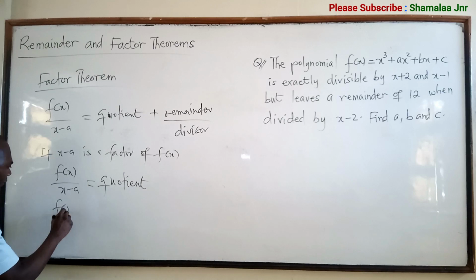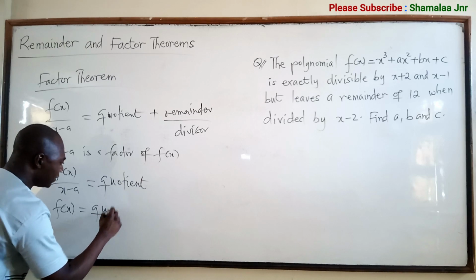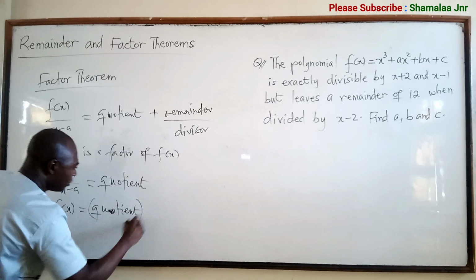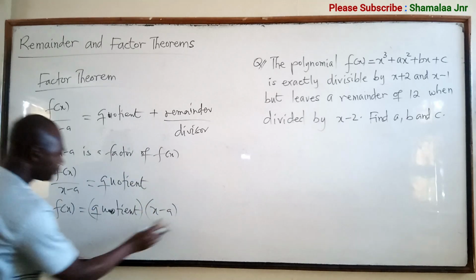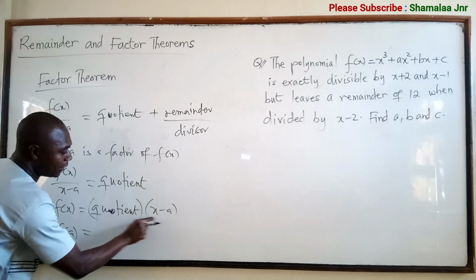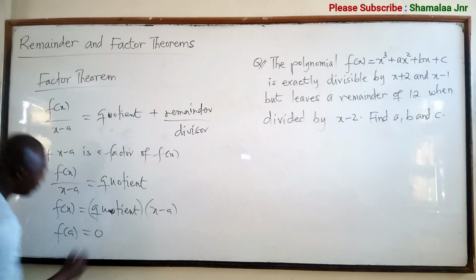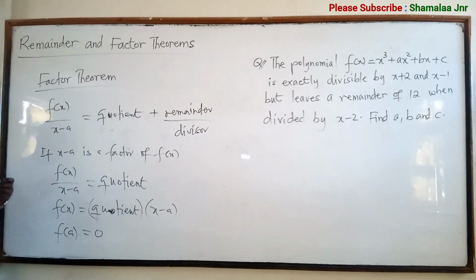Now, this means that f of x will be equal to quotient, if you multiply both sides by x minus a, times x minus a. Viewers, let's try to put in a. F of a is equal to, if you put in a, it will make this one a minus a, which is 0. 0 times quotient will go to 0. Now, viewers, what this means is that if x minus a is a factor of a polynomial f of x, then f of a is equal to 0.